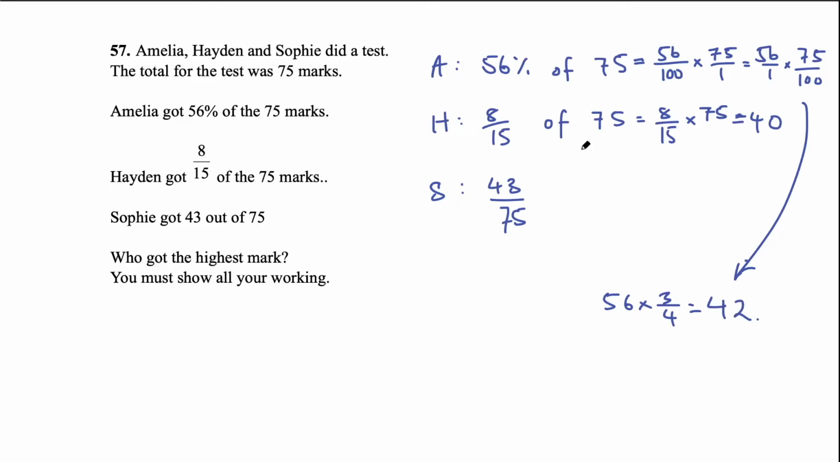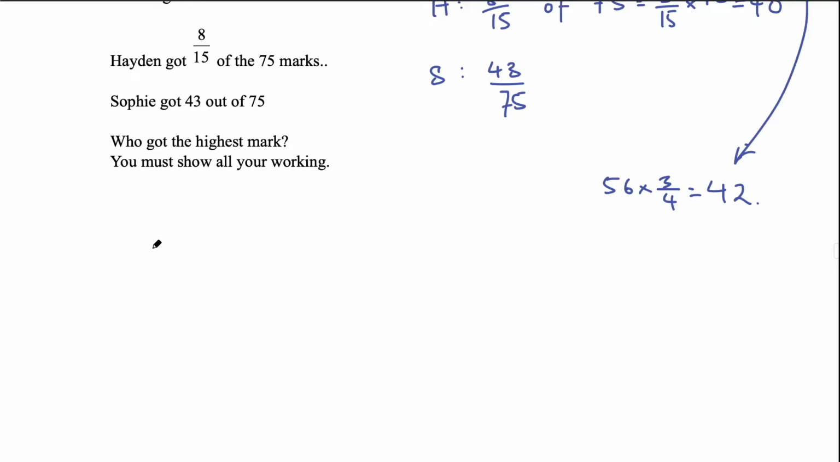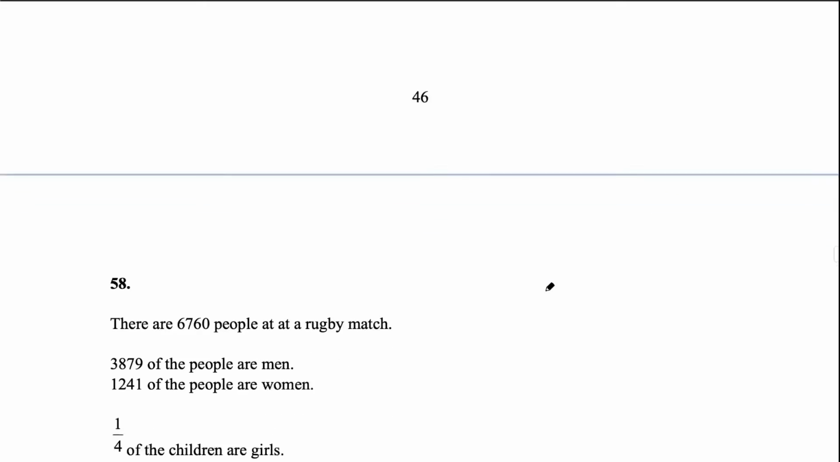Amelia got 42, Hayden got 40, and Sophie got 43. So who got the highest mark? It was Sophie with 43 marks. So let's just go ahead and again make sure we state our answer. So Sophie got the highest mark, 43. And that was for 3 marks.